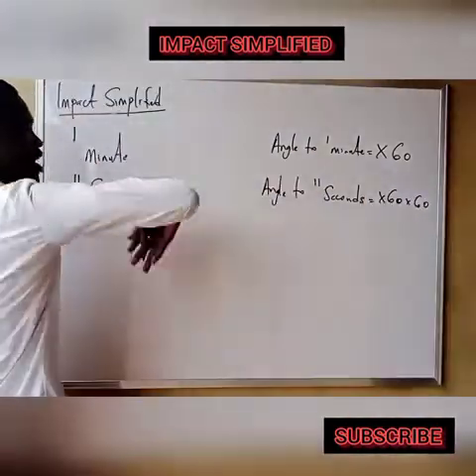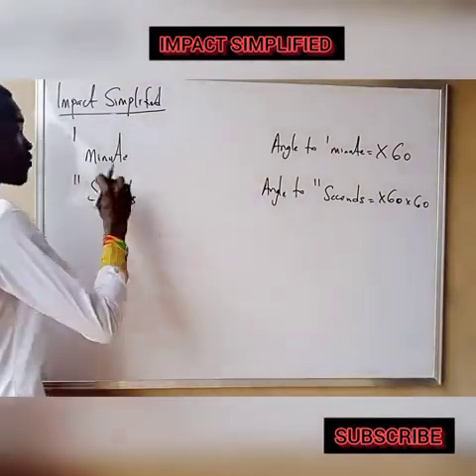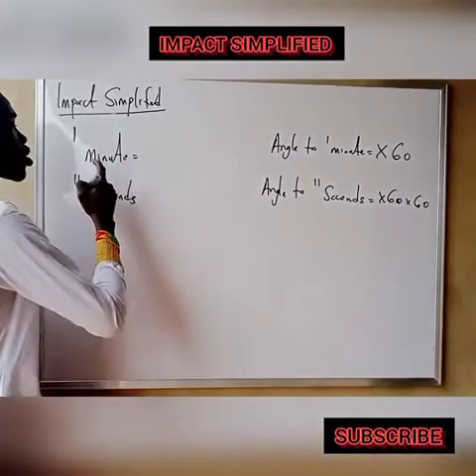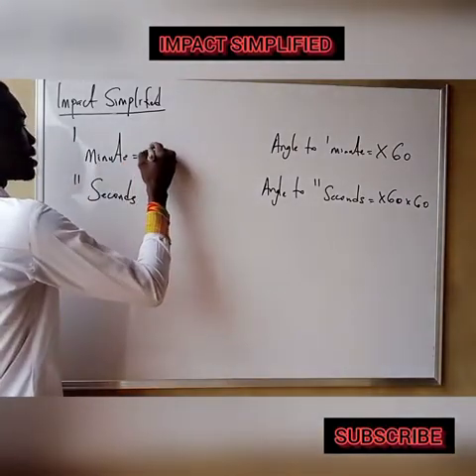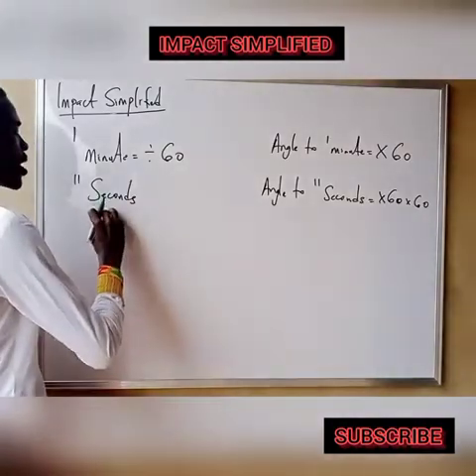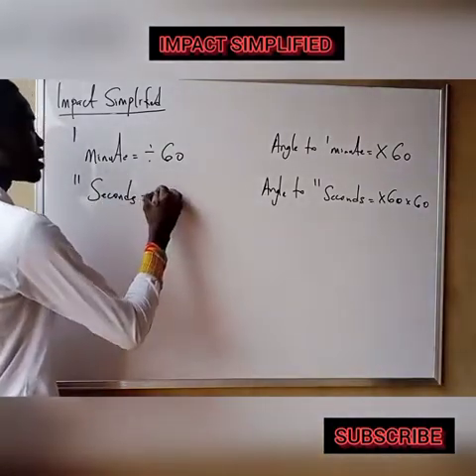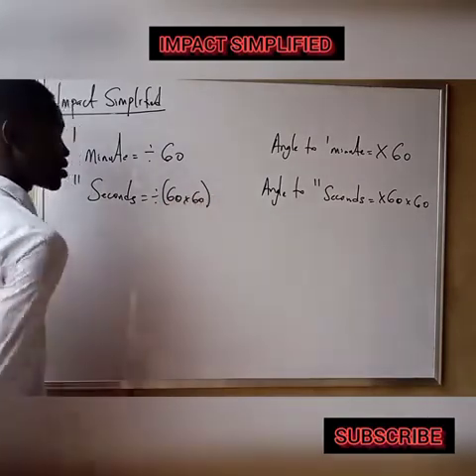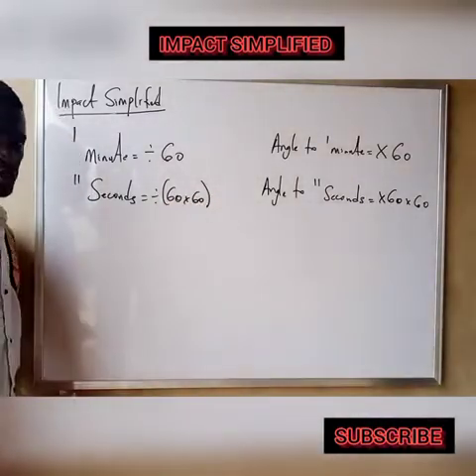The vice versa will now be the conversion of minutes and seconds to degrees. If you want to convert minutes to a degree, you divide by 60. If you want to convert seconds to a degree, you divide by 60 and 60. Do we get that?